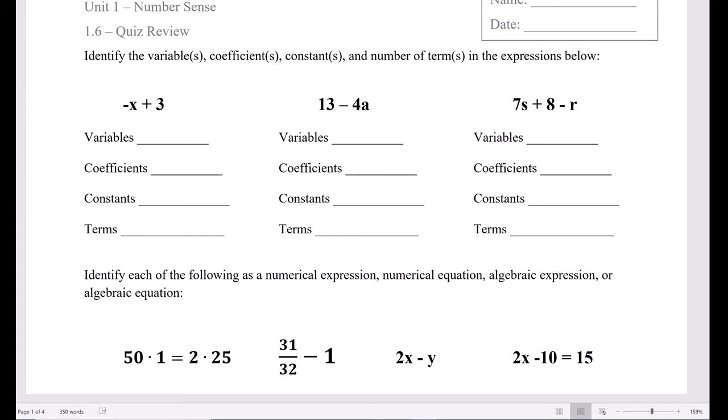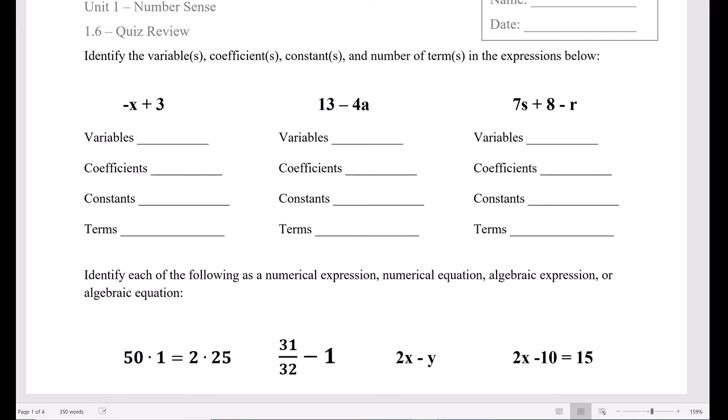So the first part, we have to identify the variables, coefficients, constants, and the number of terms. This was, I think, the very first lesson that we did. Remember, variables are things that can be replaced. They are letters or symbols that represent any sort of value that can change. Coefficients are the numbers that those variables are being multiplied by. Constants just remain constant. They're numbers on their own. And then the terms, remember I told you as a little cheat code, they're going to be separated by plus signs and minus signs.